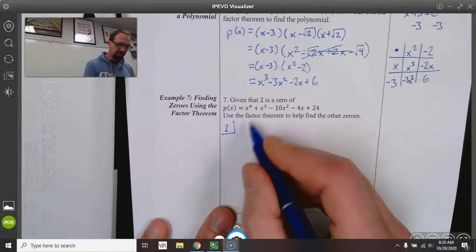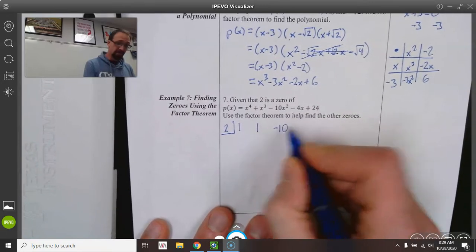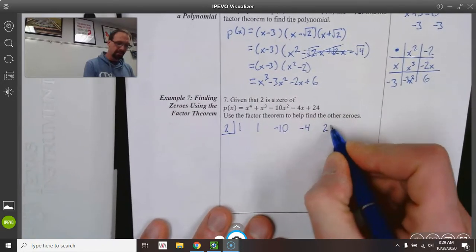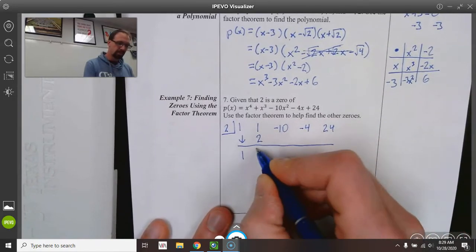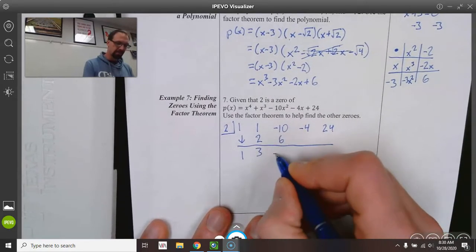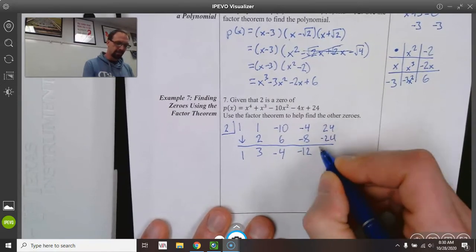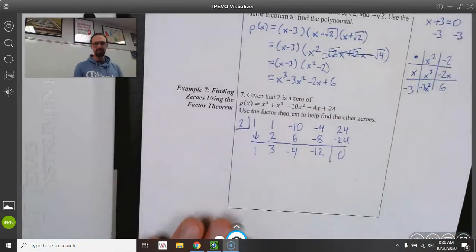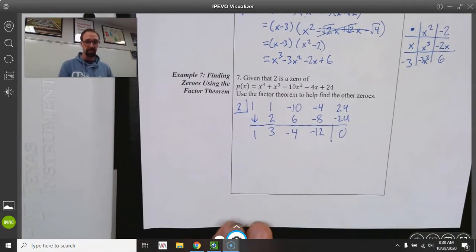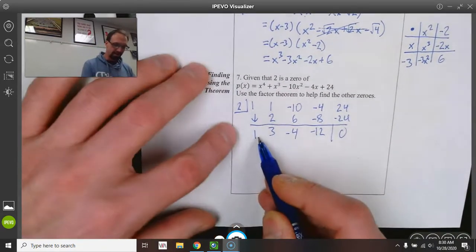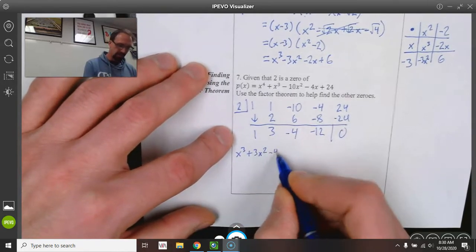2 is a 0. I'm going to use synthetic division to divide out that 2. So 1x to the 4th, 1x cubed, negative 10x squared, minus 4x, and then 24. Bring down the 1. 1 times 2 is 2. 3. 3 times 2 is 6. Negative 4. Negative 8. Negative 12. Negative 24. So we know that that's the case. We knew that it was a 0. So we're going to find the other zeros. So what is this? Well, this is x cubed plus 3x squared minus 4x minus 12.